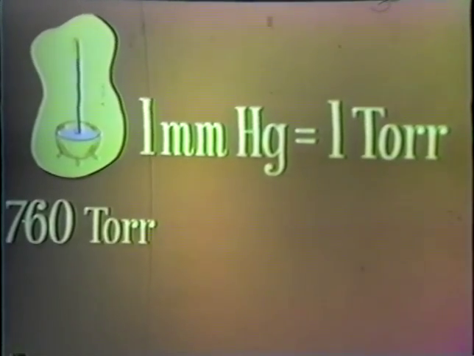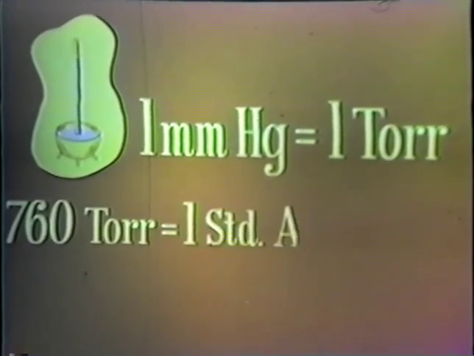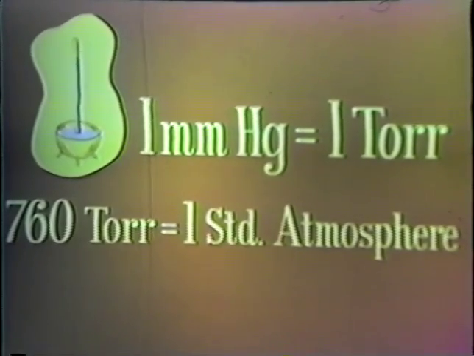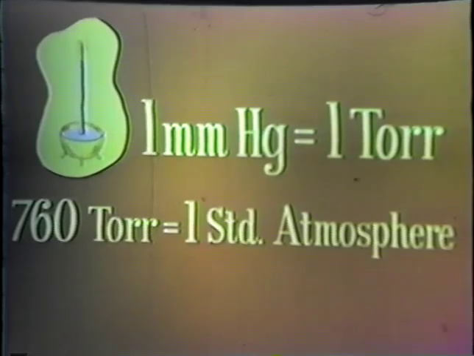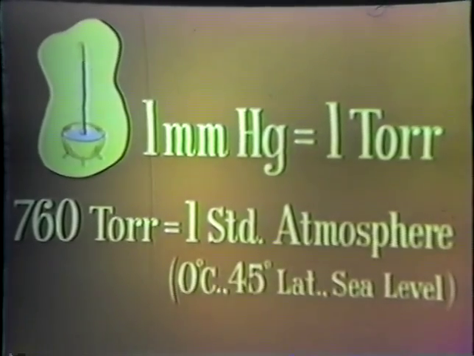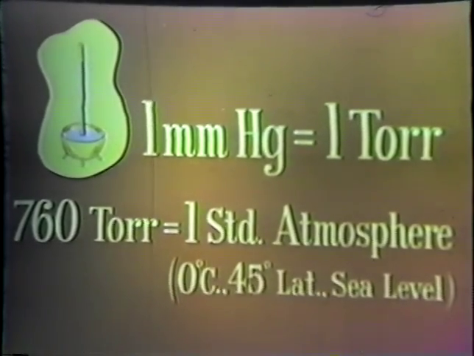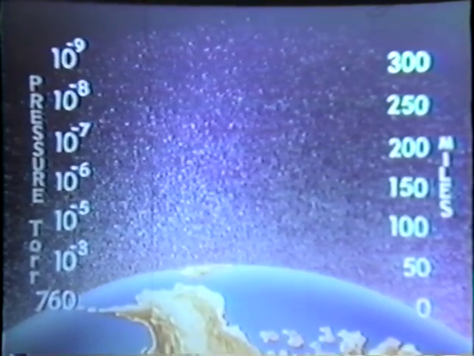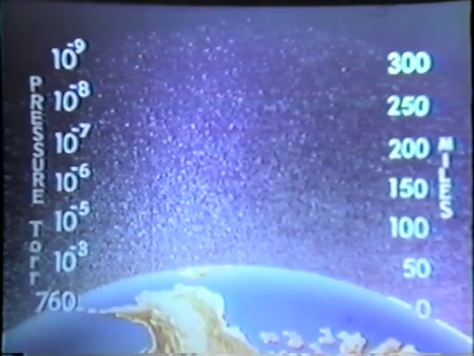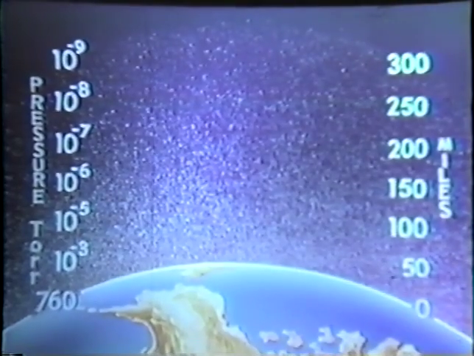760 torr, or millimeters of mercury, constitute 1 standard atmosphere. The height of a column of mercury the atmosphere will support at 0 degrees centigrade, at 45 degrees latitude, and at sea level. Vacuum starts at sea level. For the higher you go, the higher the vacuum, or the lower the pressure. At sea level, as we know, it is 760 torr.